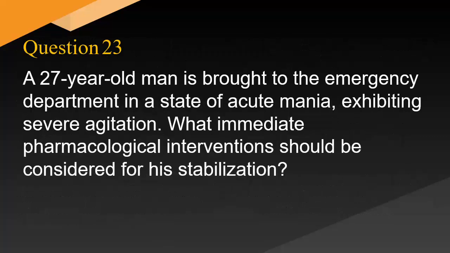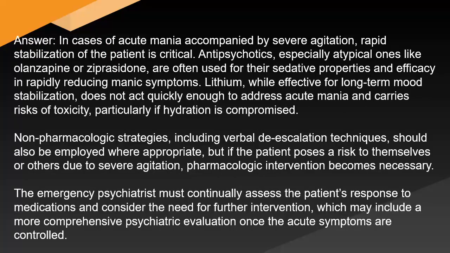A 27-year-old man is brought to the emergency department in a state of acute mania, exhibiting severe agitation. What immediate pharmacological interventions should be considered for his stabilization? Answer: in cases of acute mania accompanied by severe agitation, rapid stabilization of the patient is critical. Antipsychotics, especially atypical ones like olanzapine or ziprasidone, are often used for their sedative properties and efficacy in rapidly reducing manic symptoms. Lithium, while effective for long-term mood stabilization, does not act quickly enough to address acute mania and carries risks of toxicity, particularly if hydration is compromised.